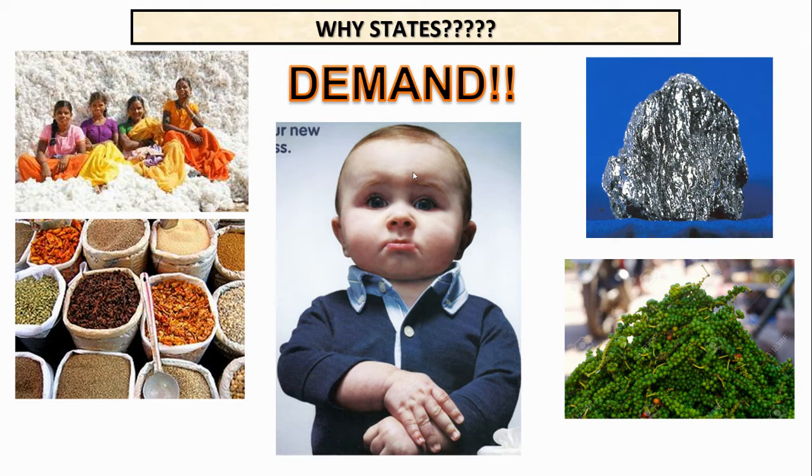We see our little buddy there, demand. South and Southeast Asia produce some of the most popular luxury goods between 1200 and 1450. In the top left, we see cotton. In the bottom right, we see pepper. In the lower left, we see spices.